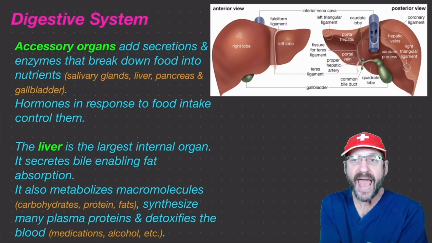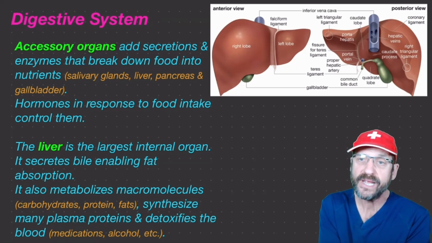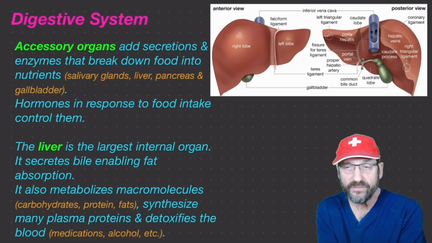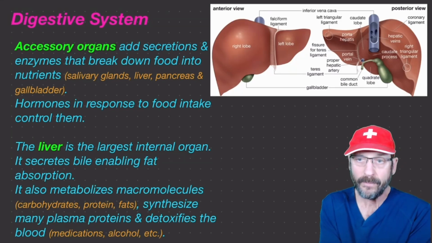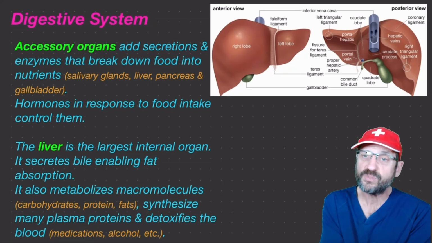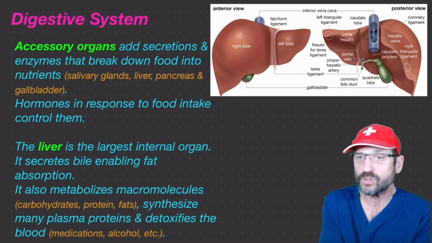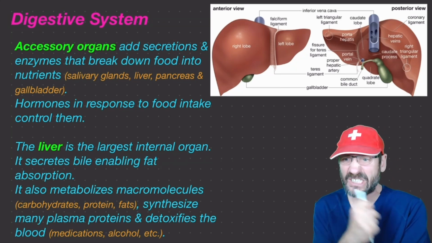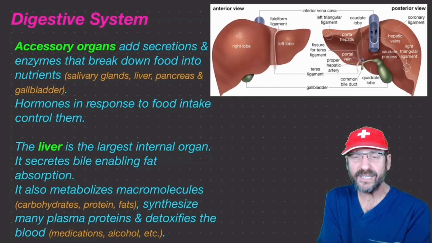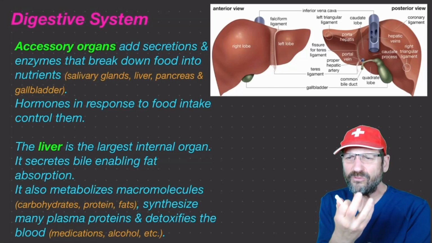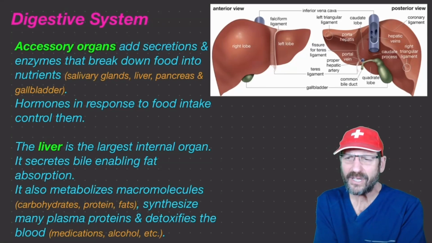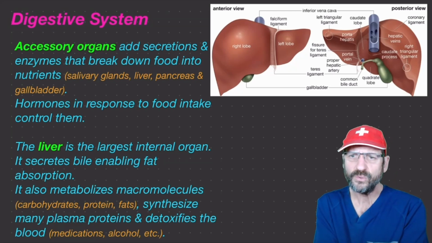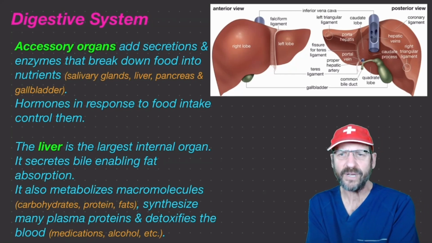Accessory organs add secretions and enzymes that break down food into nutrients. So we have the salivary glands do that, the liver, pancreas, and the gallbladder. Hormones, in response to food intake, are the things that control those secretions. And that makes sense. Close your eyes and visualize a nice full fleshy lemon, and you bite into it in your mind, and your salivary glands will start doing some work and at least get prepared for that.